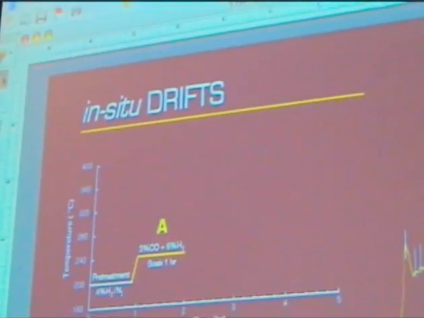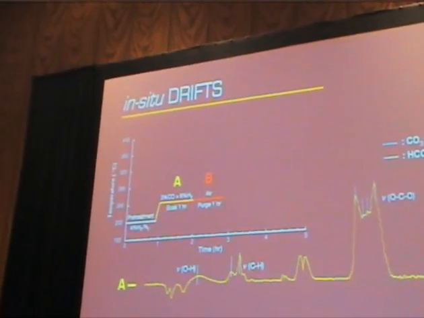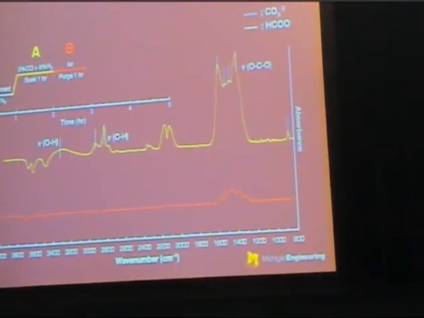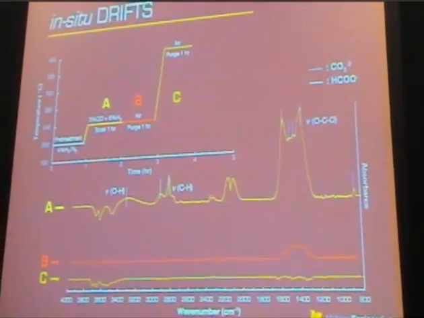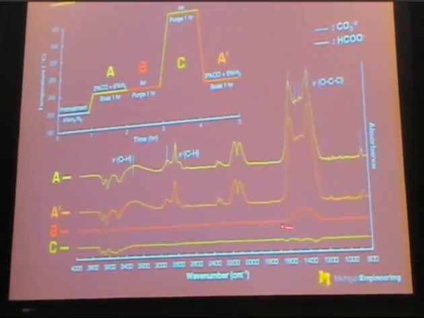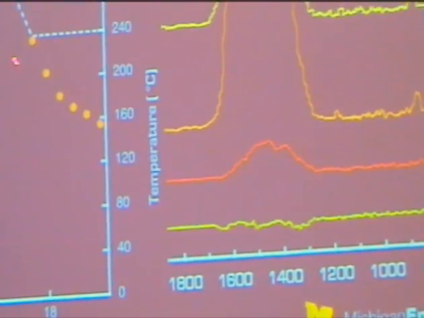First of all, we could remove all the carbon species by adding a regeneration process, which we reported in the journal Analysis a couple of years ago. After we observed the carbon species, we raised the temperature up to 400 in air, and we could remove all the carbon species, and the activity was fully regenerated.